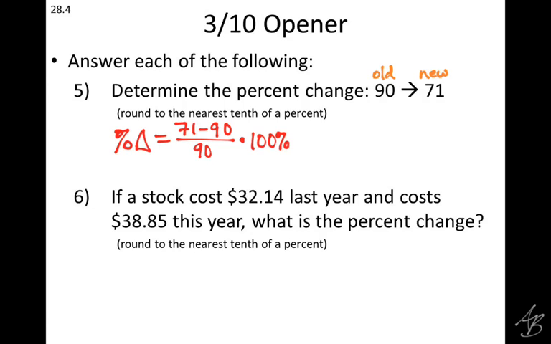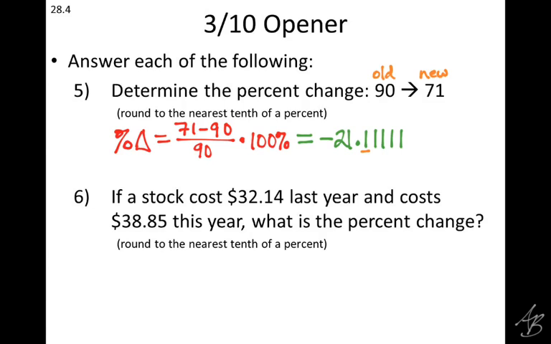And when we do that, we're going to get what? Negative 21.11111. Okay, now what? All right, now we need to round. So it says in the directions here, round to the nearest tenth of a percent. Where's the tenths place? First one after the decimal.